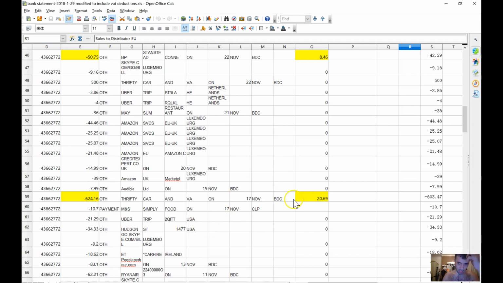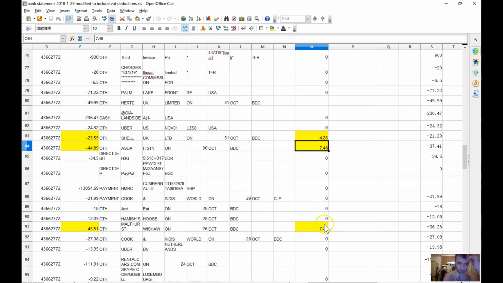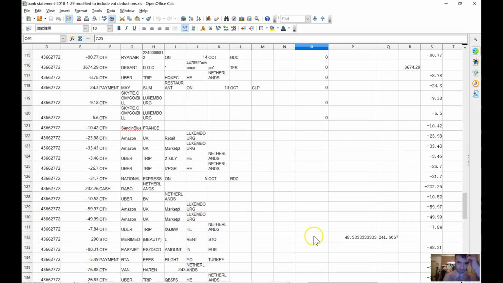In here, there is the VAT going out. Let's have a look. Yes, it's the VAT going out. So it's been added manually. This has been going out, going out, going out. There should be a minus in there, but it doesn't matter. So you've got an idea.